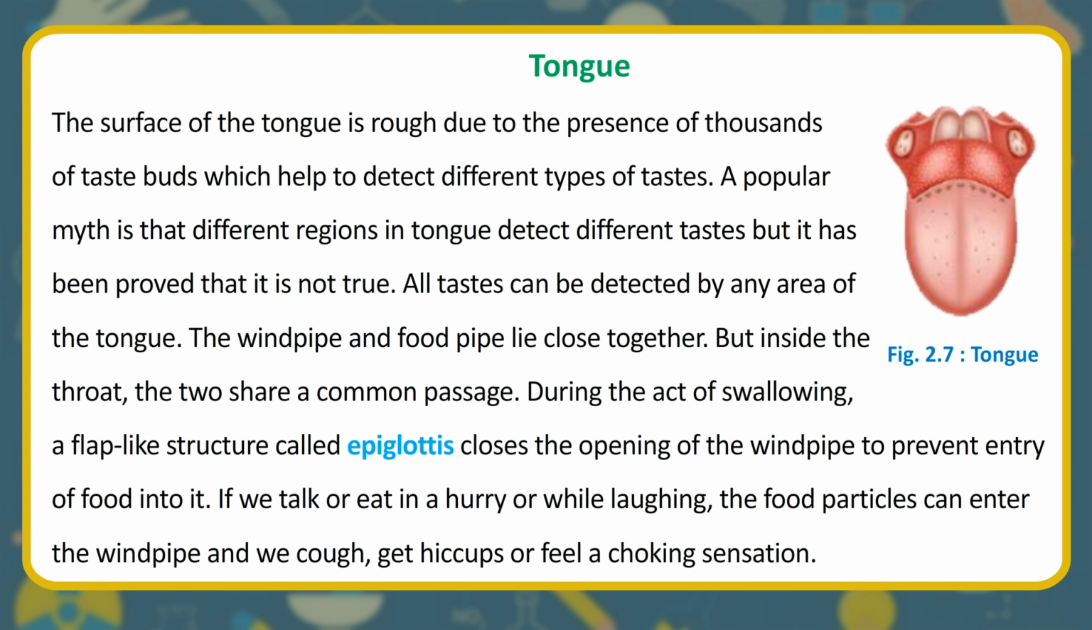The windpipe and food pipe lie close together, but inside the throat, the two share a common passage. During the act of swallowing, a flap-like structure called the epiglottis closes the opening of the windpipe to prevent entry of food into it. If we talk or eat in a hurry or while laughing, the food particles can enter the windpipe and we cough, get hiccups or feel a choking sensation.